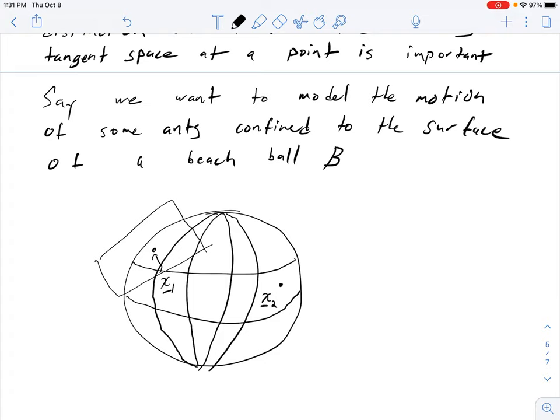So this two-dimensional vector space is T_x1 of B, right? You can come up with a basis for it. There's this way vector and that way vector, maybe. They don't have to be orthonormal, but you could make them orthonormal. And over here is the tangent space at x2 of B. And maybe it's got a this way vector and a that way vector as a basis for it.